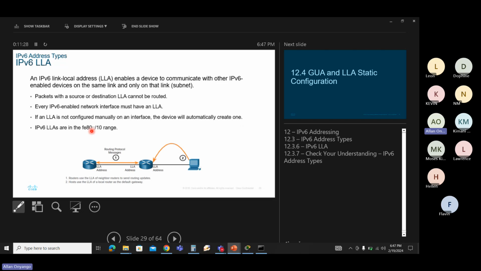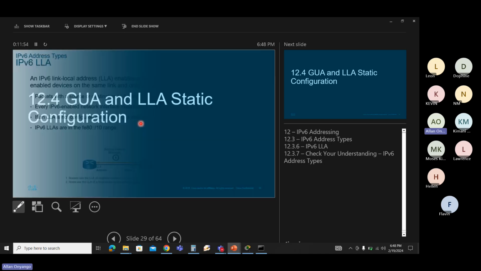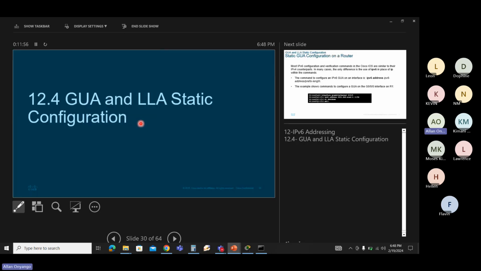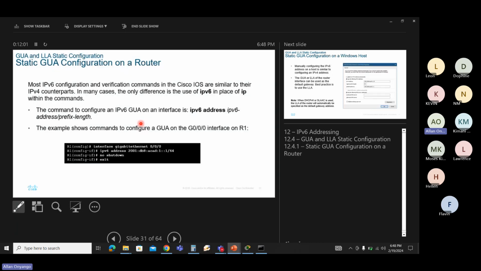So the IPv6 link local address, the LLA, is always configured on a per interface basis. How do you identify it? FE what? FE8. Yes, it's configured per interface. Most of these other things, I don't want to repeat myself, we had already talked about them. This is a lab we did where you configured both the link local and the IPv6 global unicast address. And that's what I want to show you.